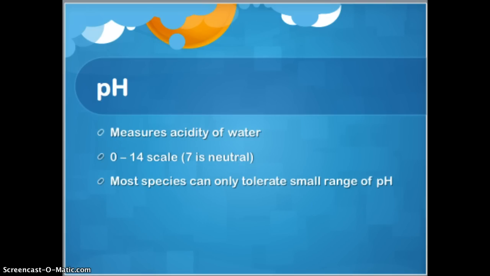pH, as you know, measures the acidity of water. The scale for pH is 0 to 14, with 7 being neutral. And the reason pH is so important for this type of test is that most species can only tolerate a small range of pH. So if the pH does vary significantly, animals are going to die as a result.